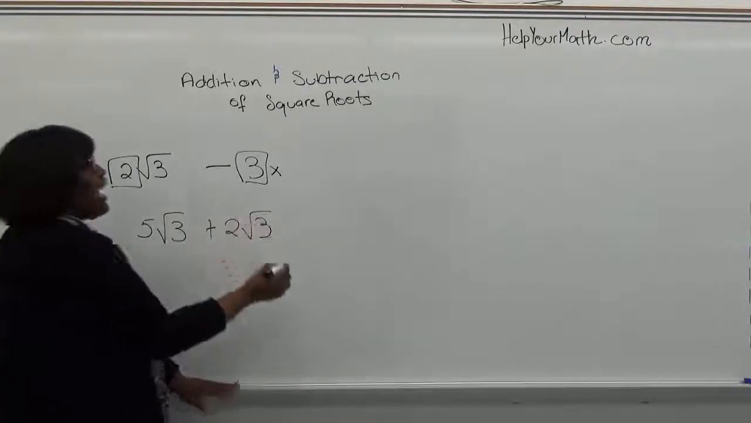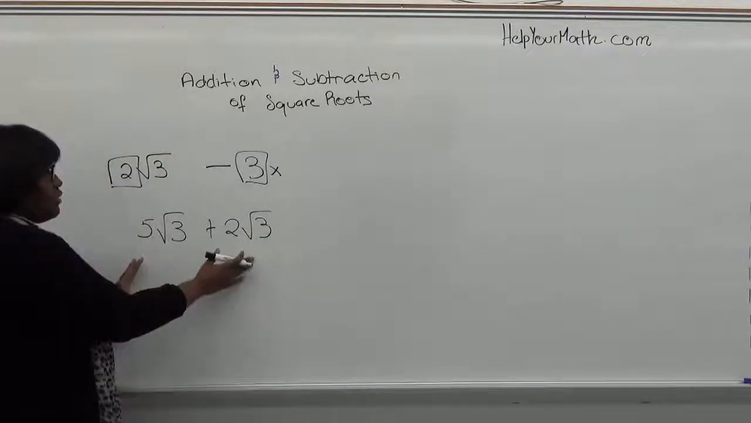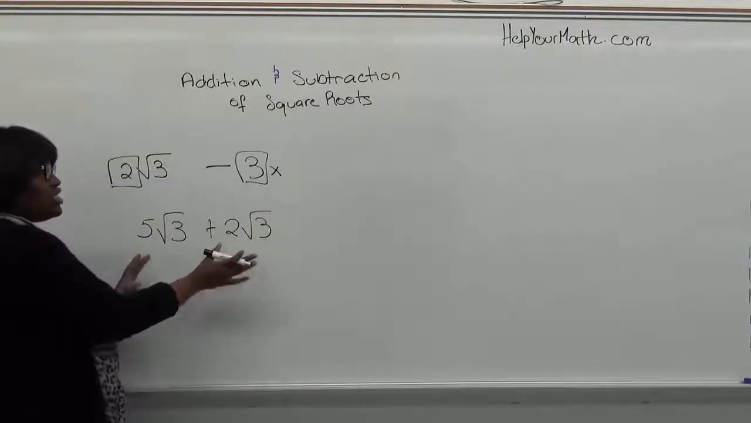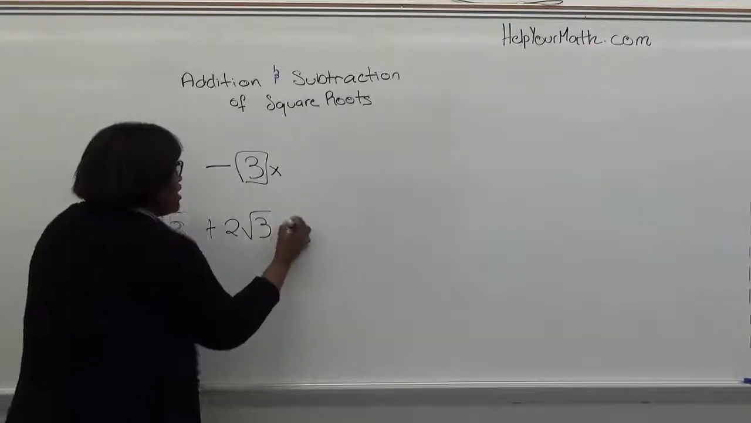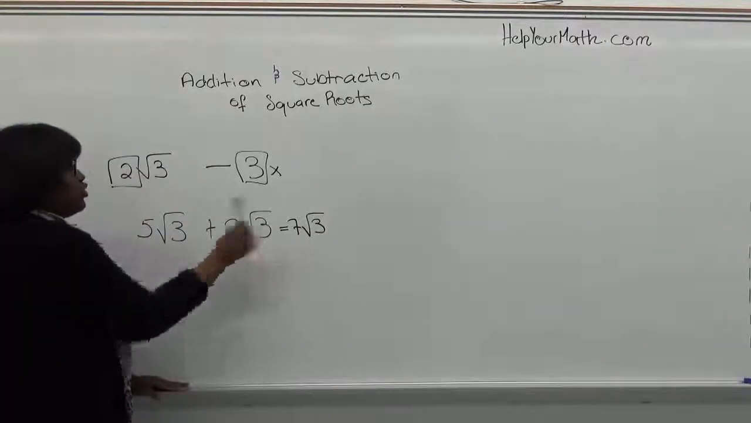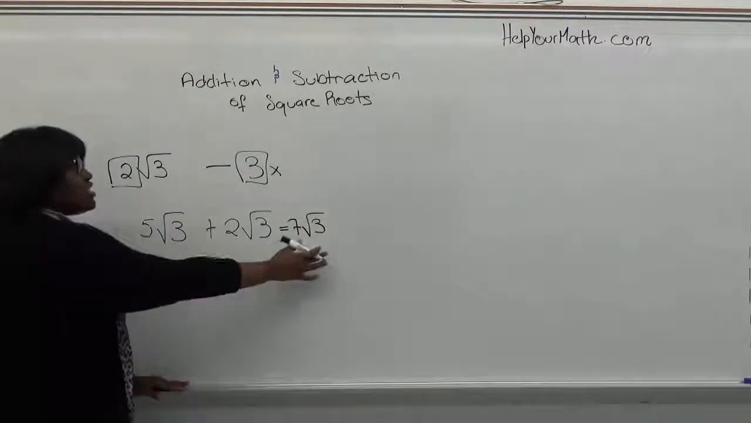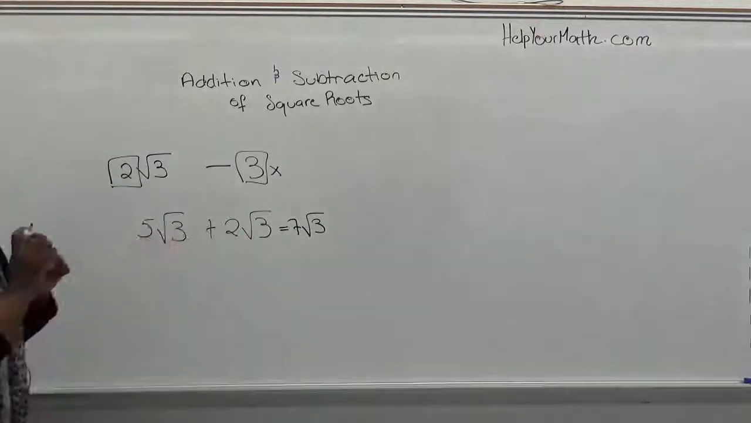So just like if you would have 3x plus 2x, you would have 5x. It's the same concept. You're looking for like terms within your equation. So this would be 7 radical 3. Again, you do not add the 3, you just keep it as your common radical.